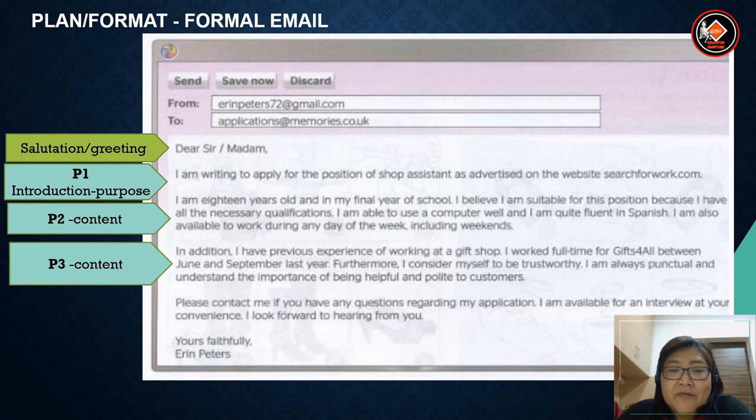Then we have paragraph 3, also the content. In addition, I have previous experience of working at a gift shop. I worked full-time for Gift for All between June and September last year. Furthermore, I consider myself to be trustworthy. I'm always punctual and understand the importance of being helpful and polite to customers.